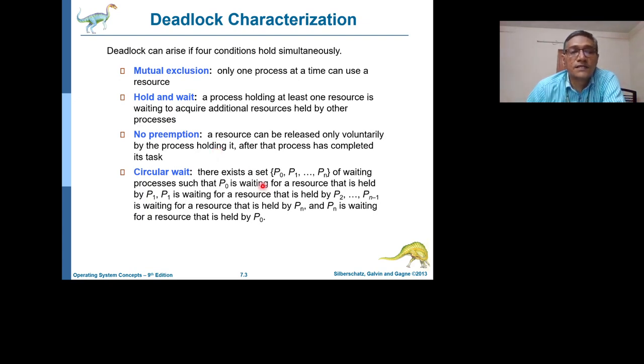Circular wait. There exists a set of waiting processes P0, P1 up to Pn such that P0 is waiting for a resource that is held by P1, P1 is waiting for a resource that is held by P2. Similarly, Pn minus 1 is waiting for a resource that is held by Pn. So here a circular wait is created, causing a set of processes to be in deadlock state. So if a deadlock should occur, all these 4 conditions must simultaneously hold: mutual exclusion, hold and wait, no preemption and circular wait.